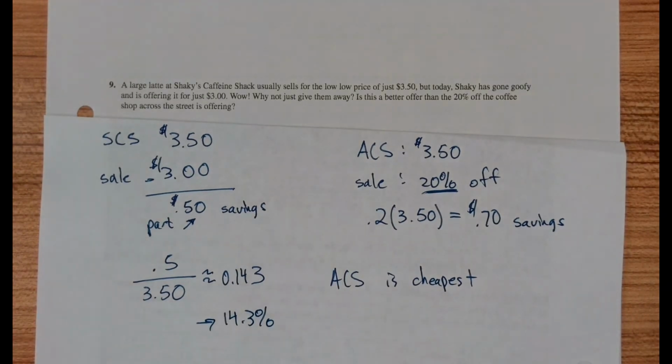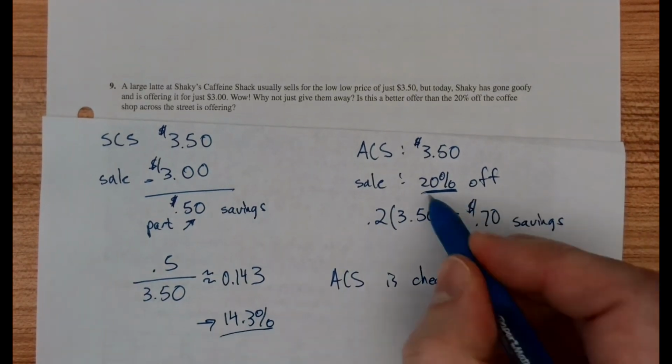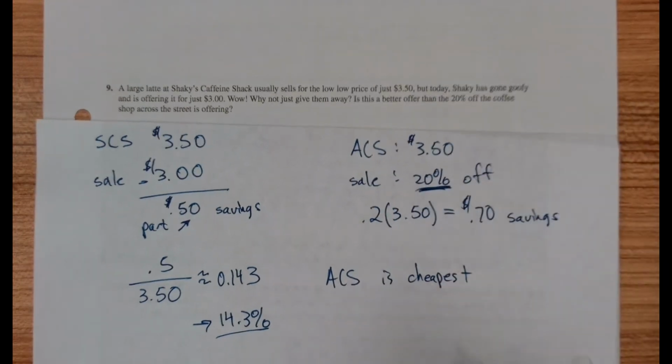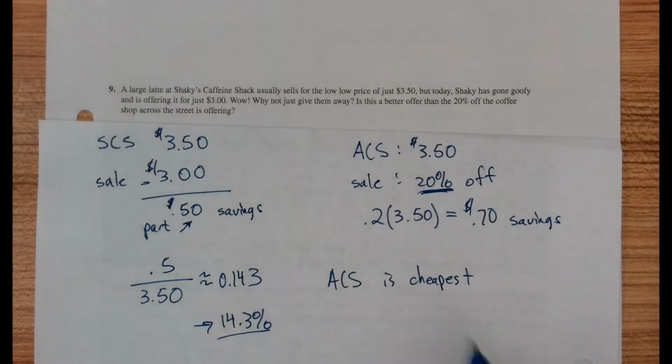Notice I'm rounding this 2 to a 3, meaning we got a roughly 14.3% discount when they dropped it from $3.50 to $3. So there we can now directly compare the percents and note the same answer we had over here, that the across the street shop has the better deal with their 20% off compared to the 14% off.